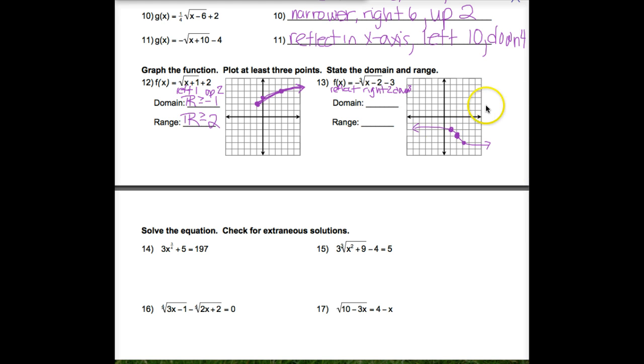Some of you have some very crazy looking graphs. On cube roots, remember the domain and range are always all reals.